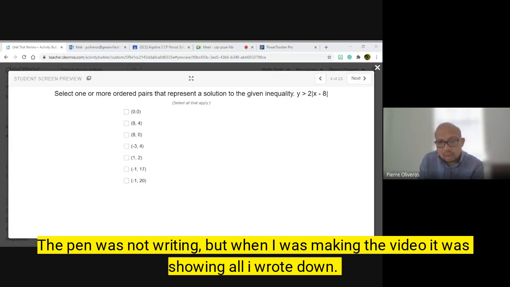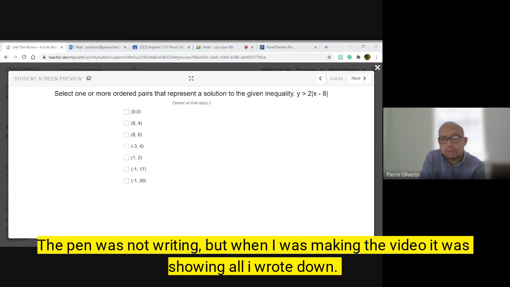Very easy, right? So let's try the 8 and 0. So 0 greater than 2 times 8 minus 8. 8 minus 8 again is 0. 2 times 0 is going to be 0. Is 0 bigger than 0? No, that's wrong.